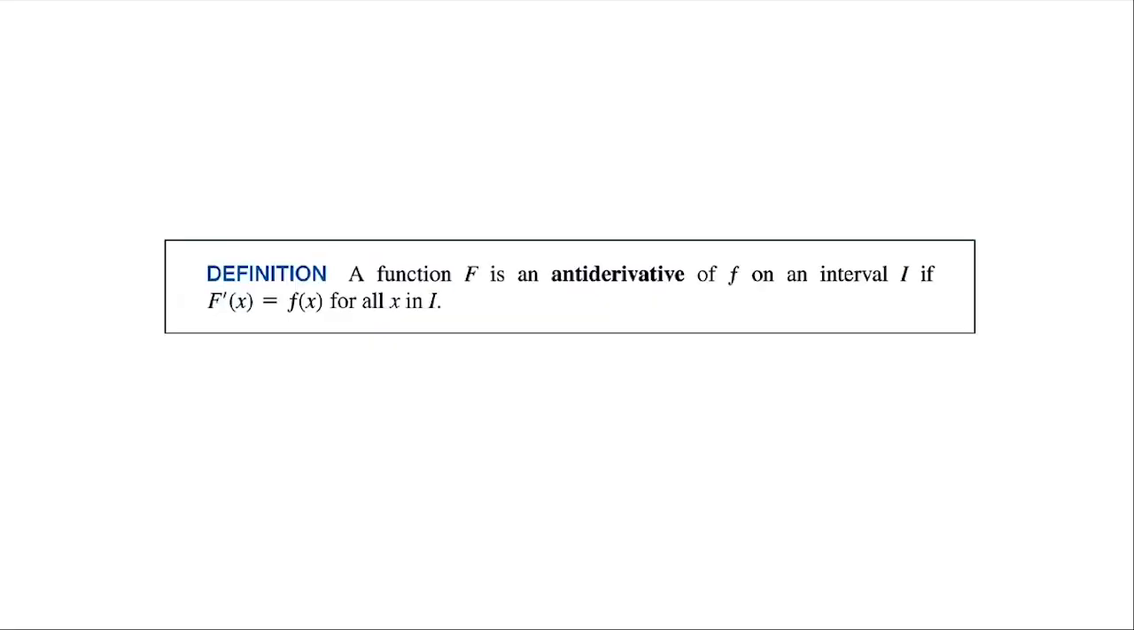So antiderivative actually means the opposite of derivative. For example, let's say you have a function, x squared. Let's say the name of this function is capital F of x. If you try to find the derivative of this function, the derivative would be 2x. Now the antiderivative of this 2x is the going-back process, which is x squared. So the antiderivative of 2x is x squared.